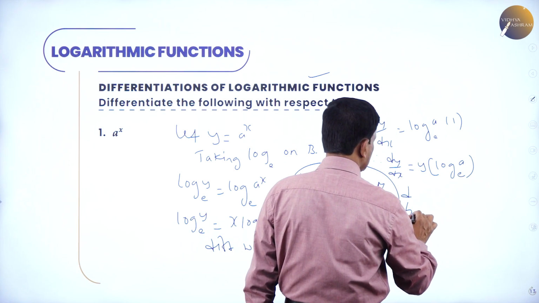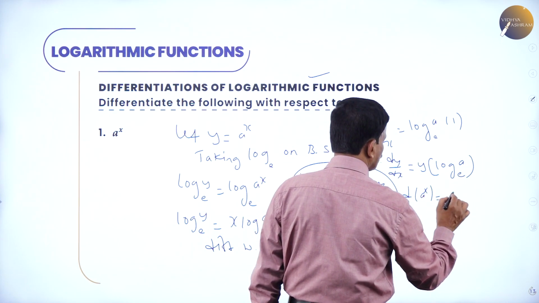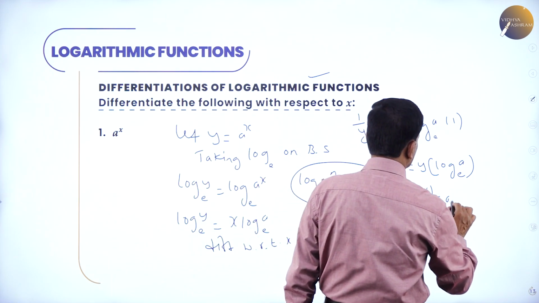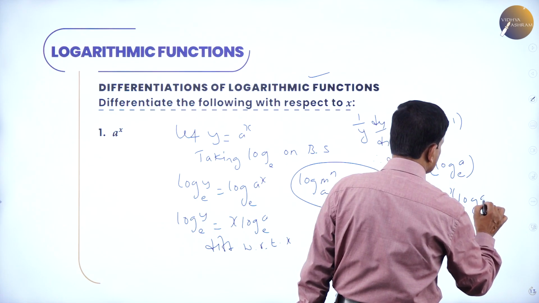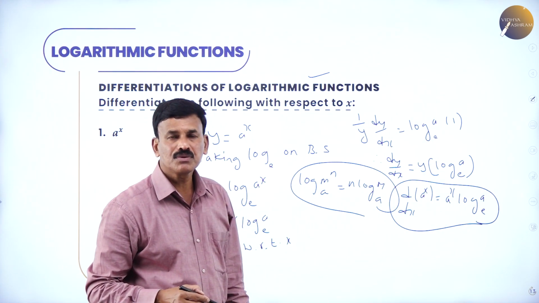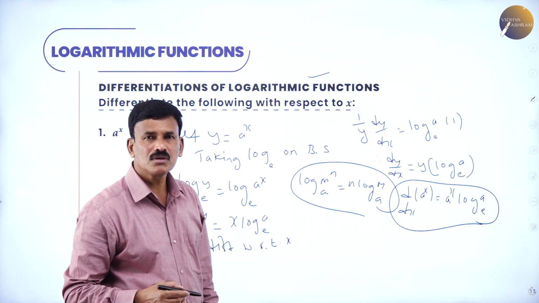So that means d by dx of a to the power of x is equal to, what is y? y is a power x. So a power x log a to base c. This is a very important formula. d by dx of a to the power of x is a power x into log a to base c.